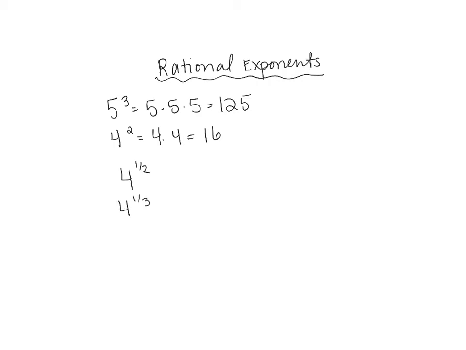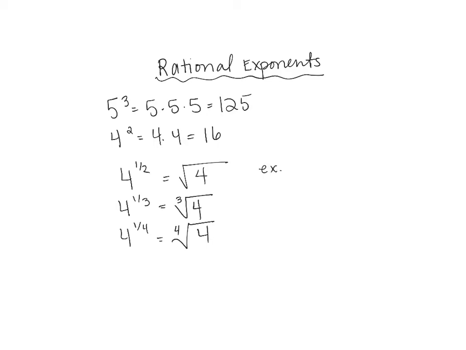So then the question is, what happens if you have 4 to the 1/2 or 4 to the 1/3? Well, 4 to the 1/2 is actually equal to the square root of 4. 4 to the 1/3 is the third root of 4. If we write 4 to the 1/4 power, it's the fourth root of 4. And that could keep going on as 1/5, 1/6, and so on. So why does that actually work? Well, just a little example.